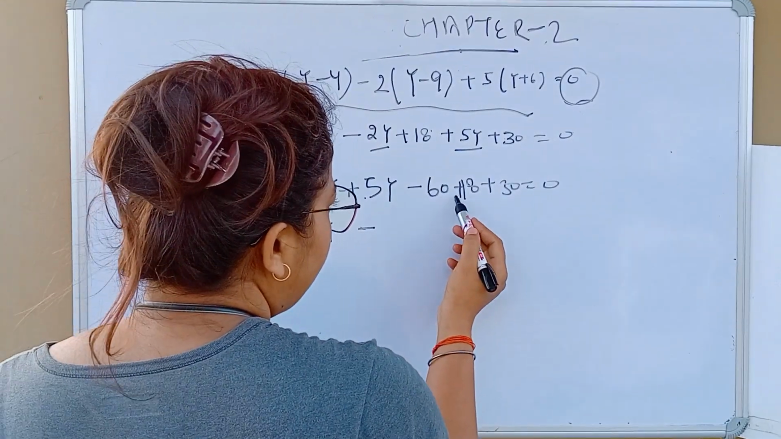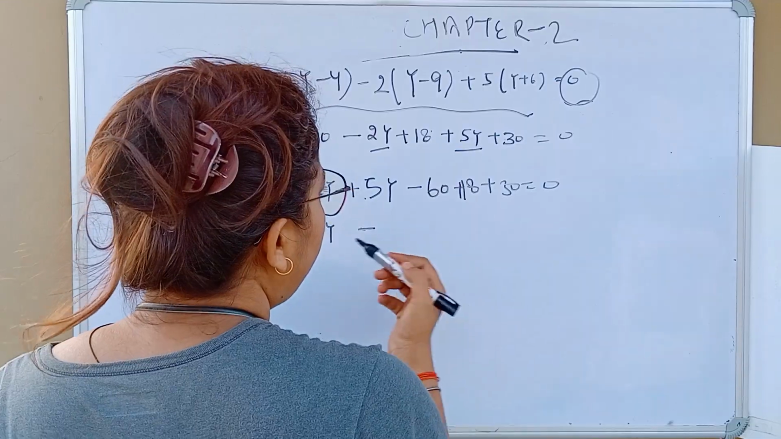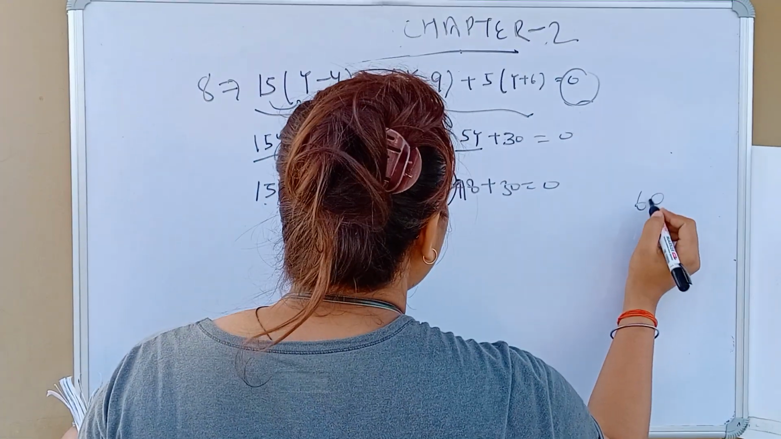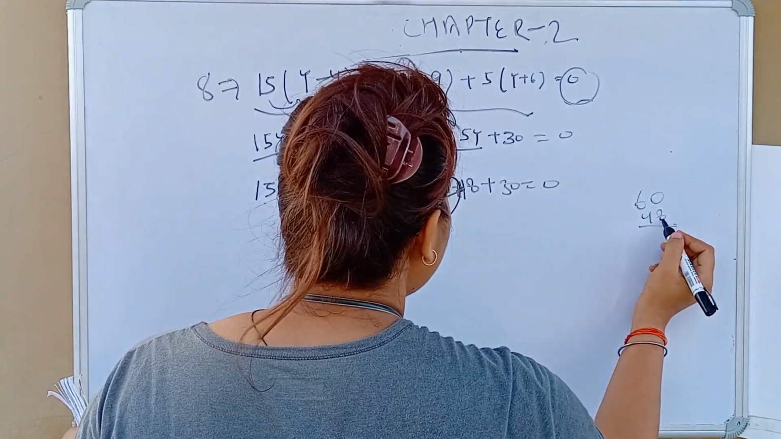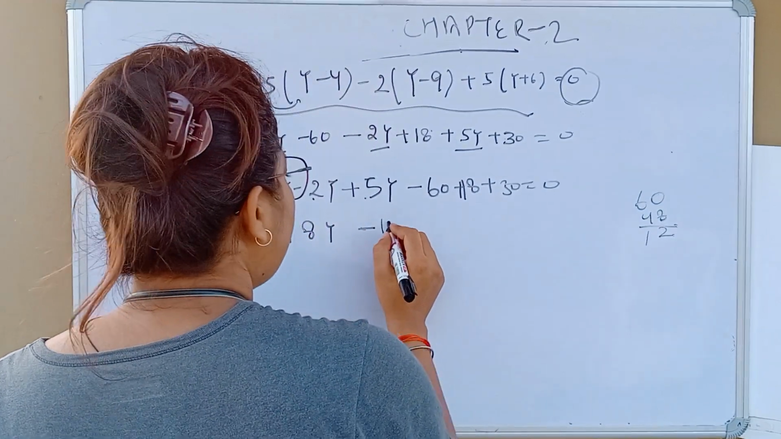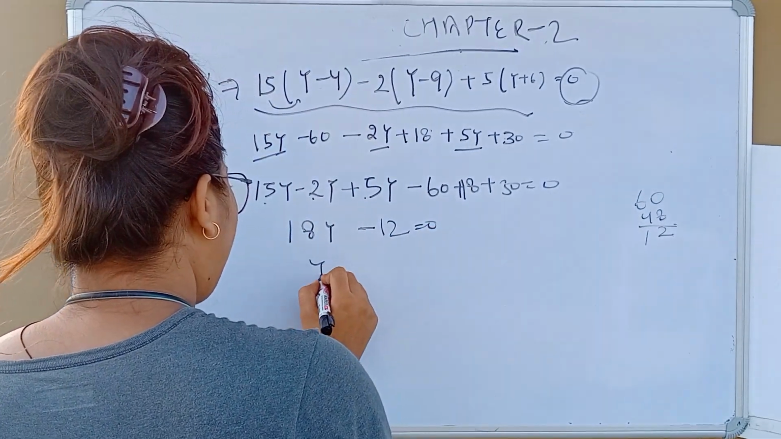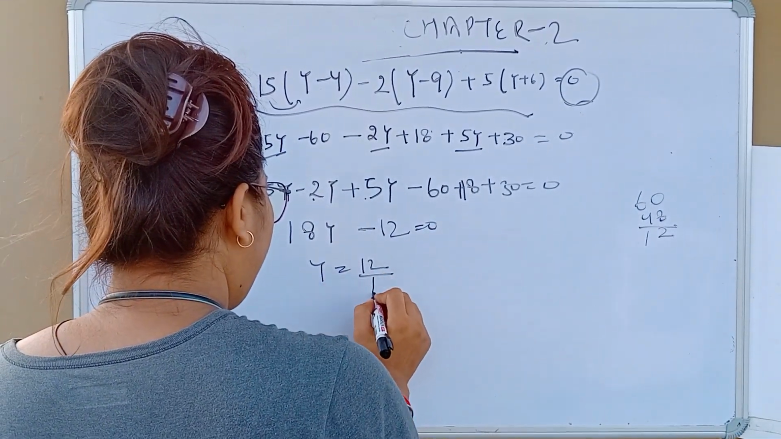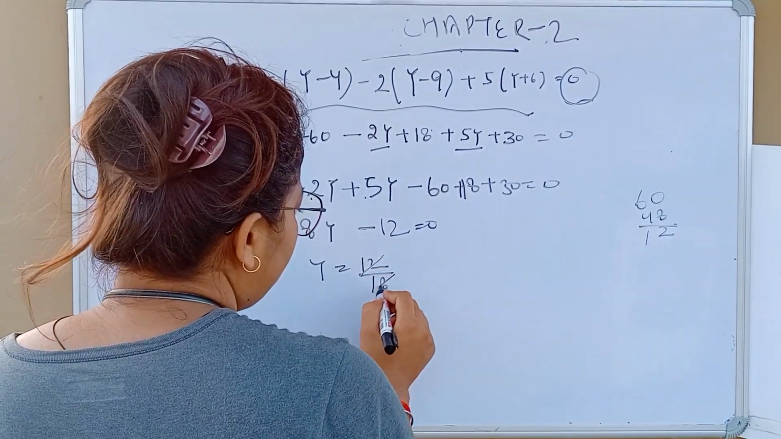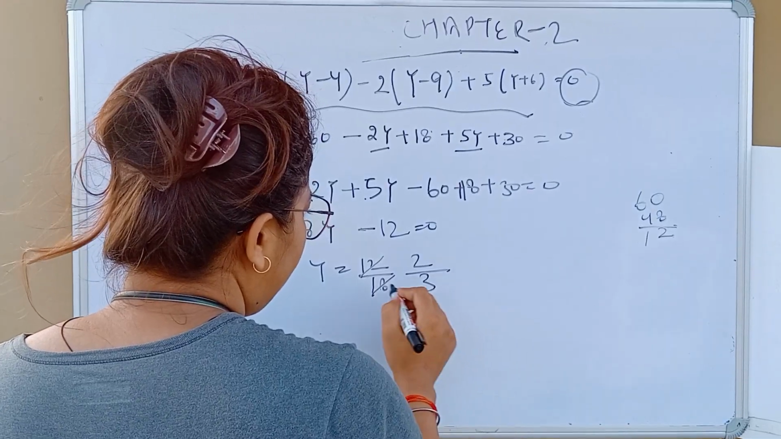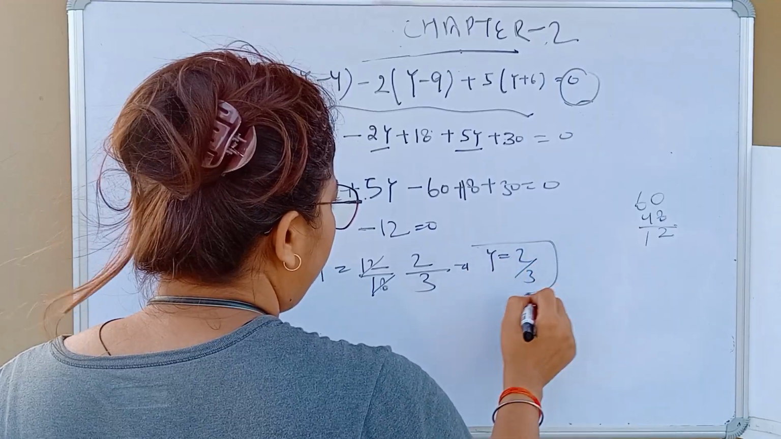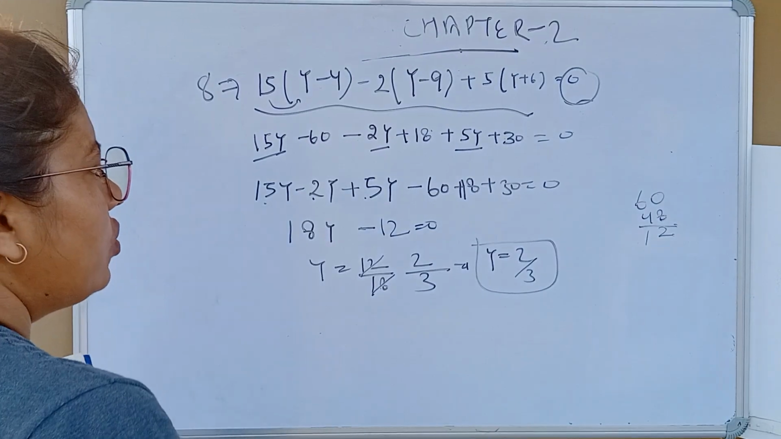18y, here minus 60 plus 18 and 30 is equal to 48. When 48 divided by minus 60, that is minus 12. Okay, 18y minus 12 is equal to 0. That is y is equal to 12 divided by 18. If you cancel out by 6, 6 2s are 12 and 6 3s are 18. That is y is equal to 2 by 3. Okay, y is equal to 2 by 3.